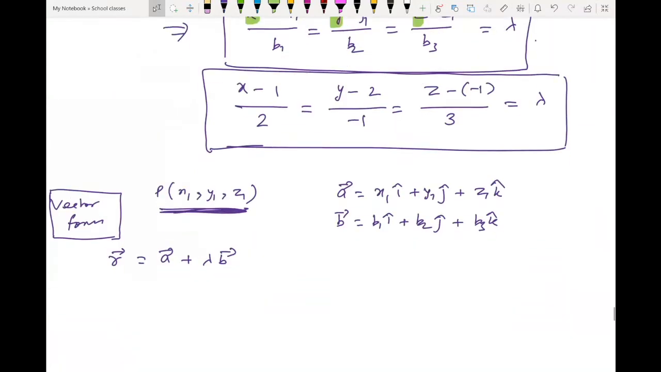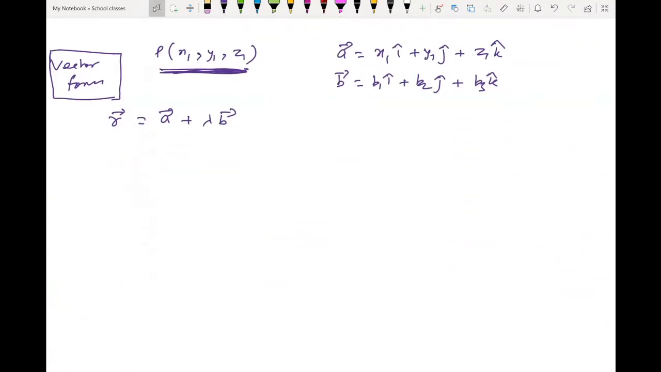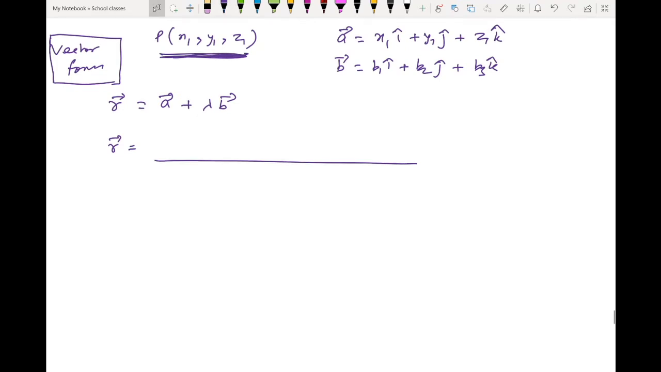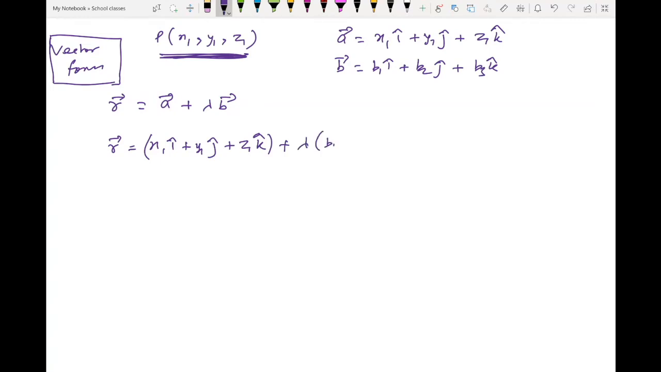Students, try to write this. Just put the values of a vector and b vector. So a vector is x1 i cap plus y1 j cap plus z1 k cap, plus lambda times b1 i cap plus b2 j cap plus b3 k cap. So this is the answer.